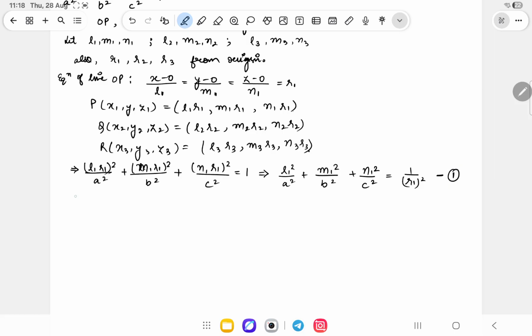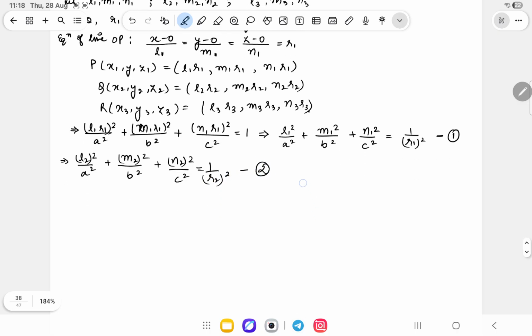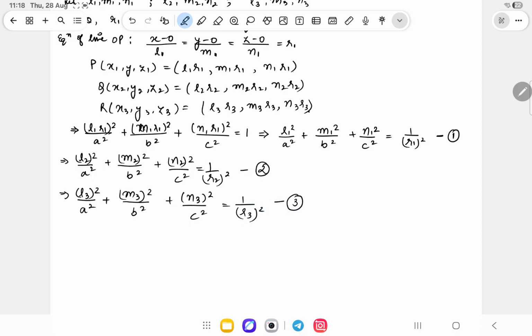Likewise, if I substitute Q in the ellipsoid, I'll get L2 square by A square plus M2 square by B square plus N2 square by C square is equals to 1 by R2 square. Let's name it as 2. When I substitute R in the ellipsoid, I'll get L3 square by A square plus M3 square by B square plus N3 square by C square equals to 1 by R3 square. Let us name it as 3.